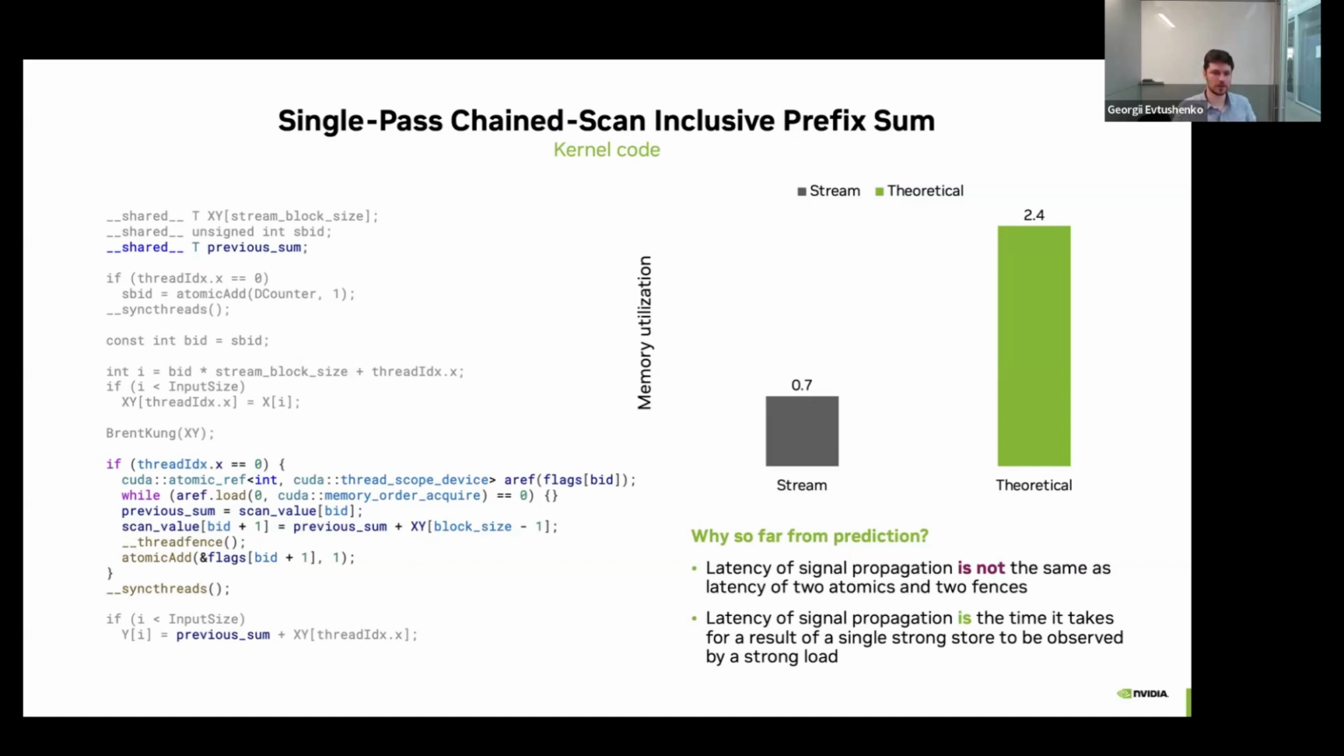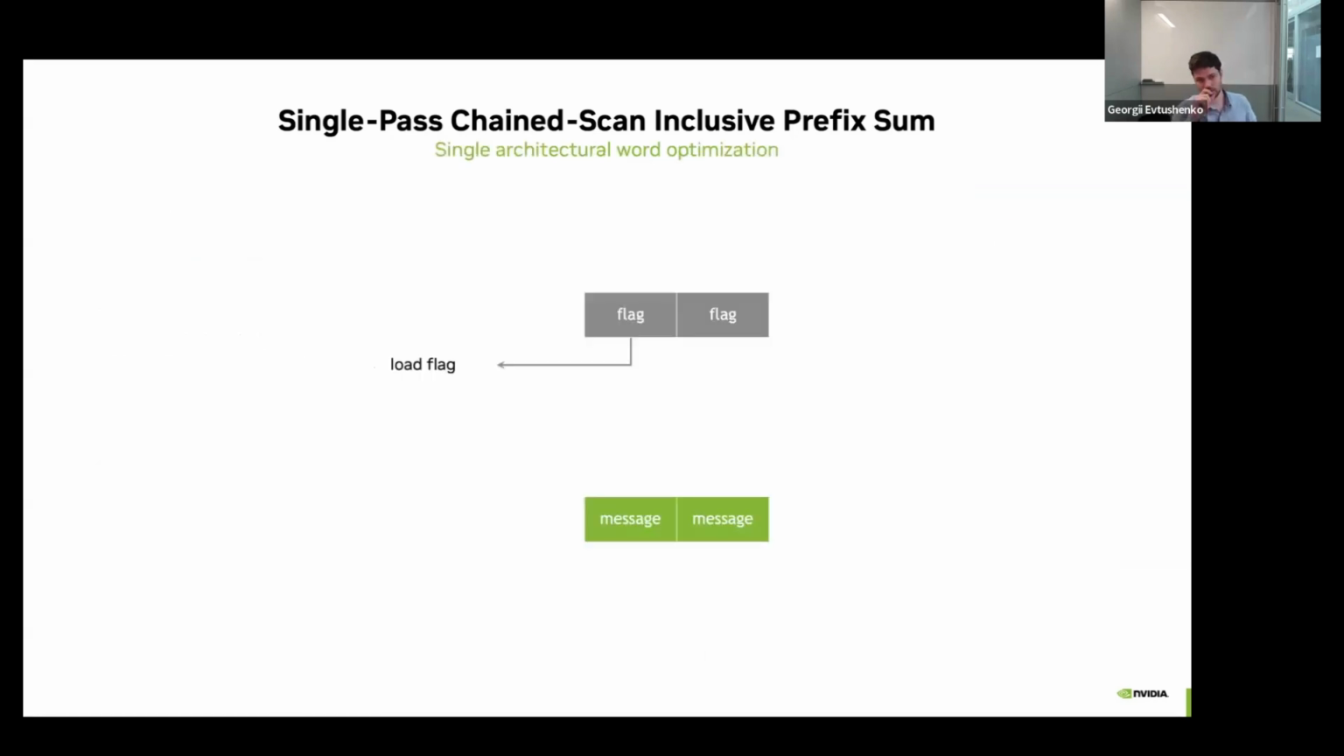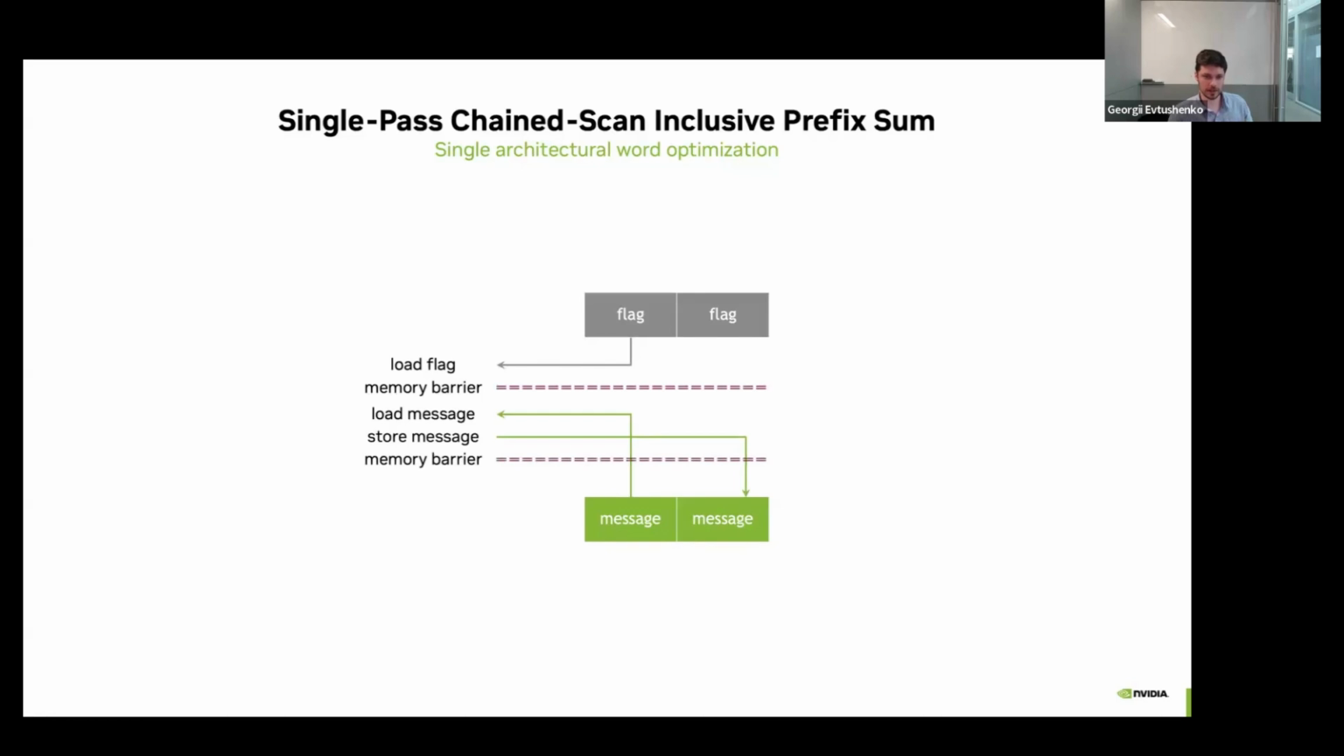But the code is doing much more than that. Let me clarify what I mean. So here's what the code is doing. We start by loading a flag of the predecessor thread block. Then we issue a memory barrier to ensure memory ordering. Then we load the message of the predecessor thread block, and then we store our inclusive aggregate, issue another fence, and finally update a flag to let the subsequent thread block know that the message can be consumed.